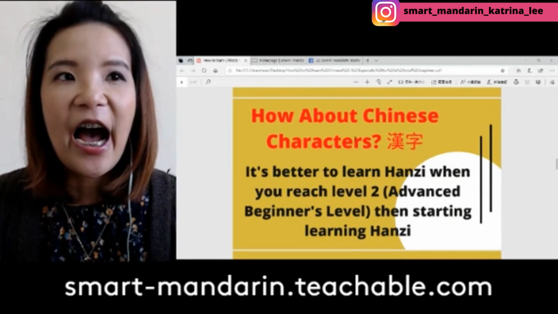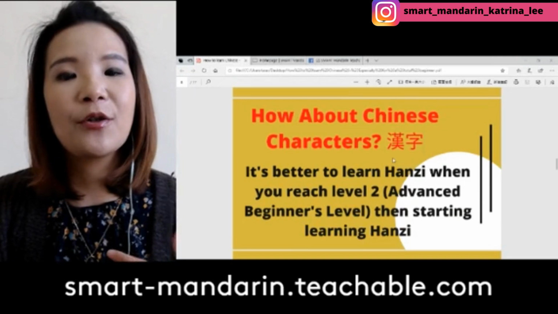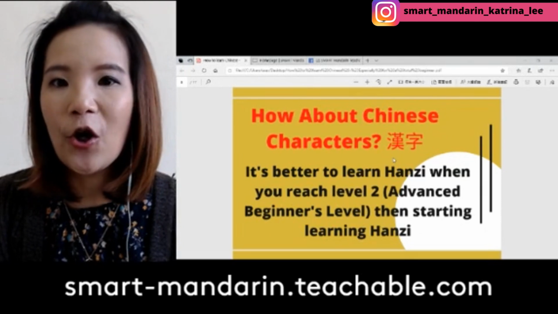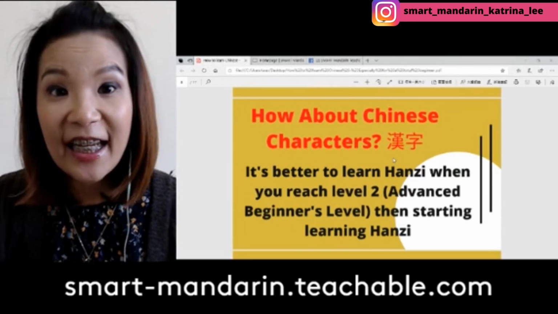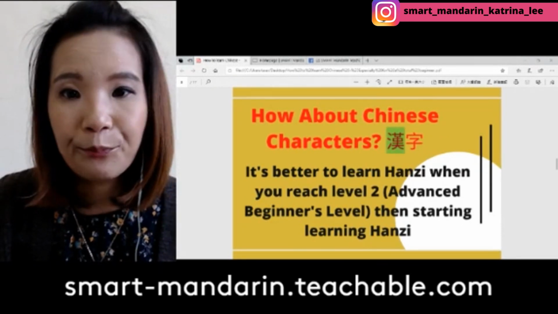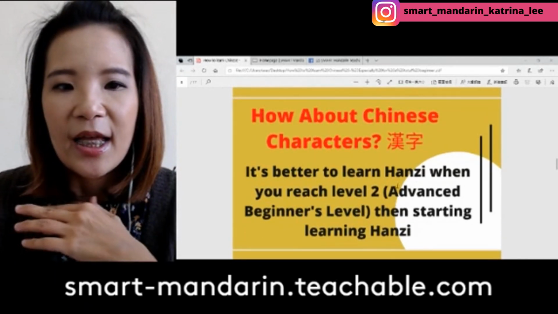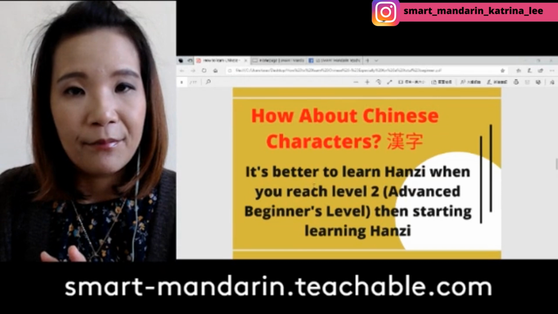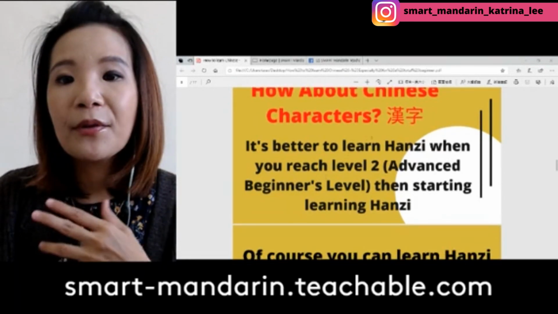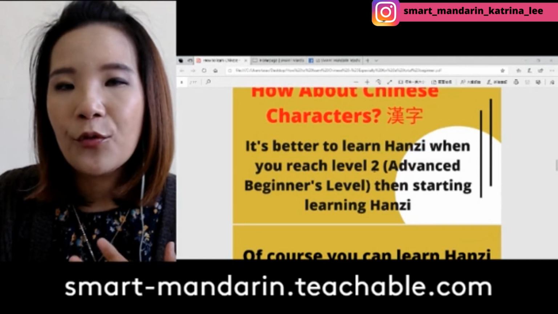Trust me, I can understand this looks scary for foreigners, and especially foreigners whose native language maybe is English, or your native written language is Roman alphabet. If you see this, you'll be like, whoa. Okay, in my opinion, you don't have to take it if you don't agree with me, but in my opinion, it's better to learn Hanzi, the Chinese character, when you reach level 2.